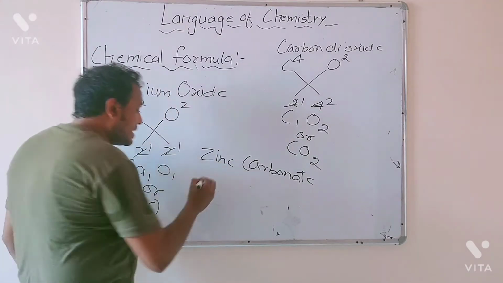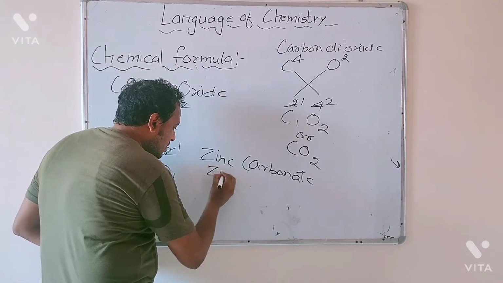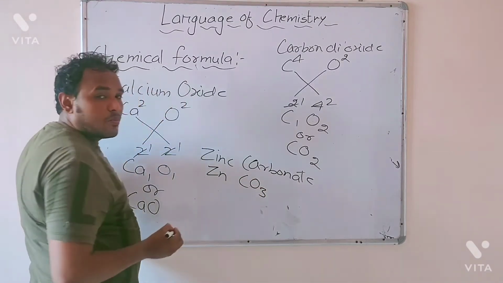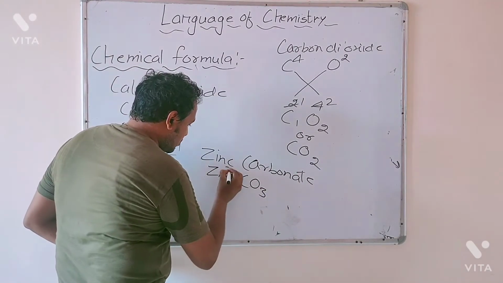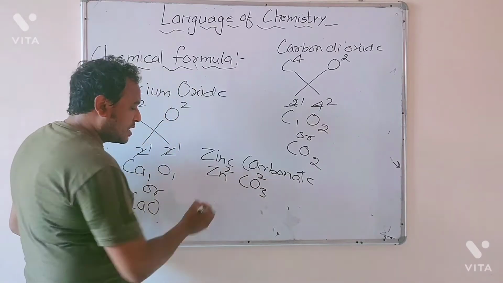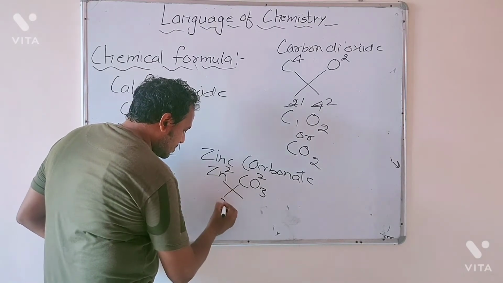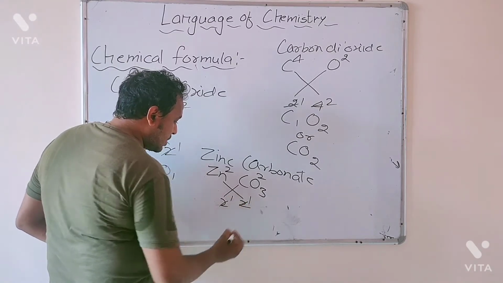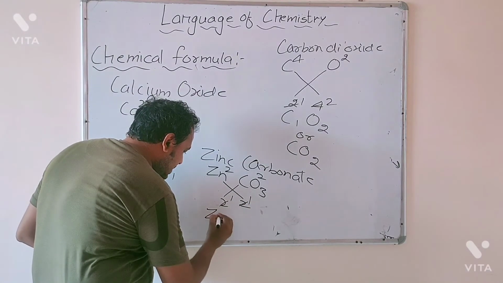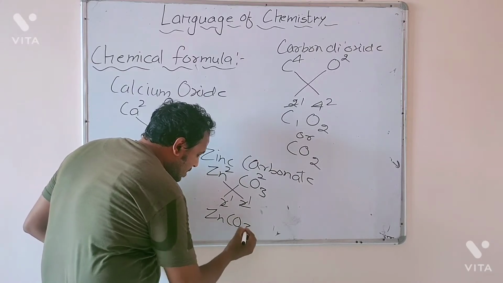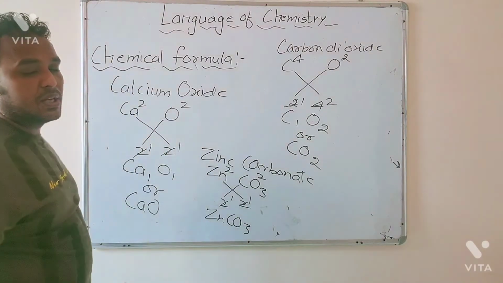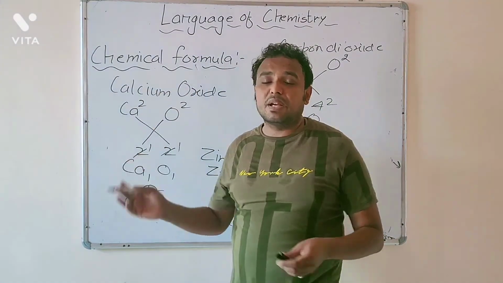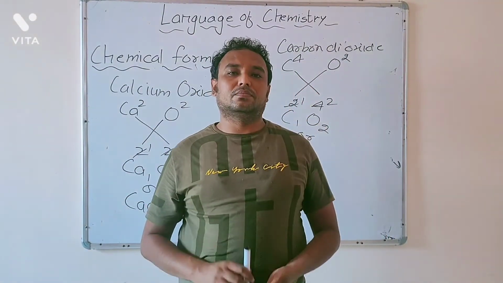So the symbol of zinc is Zn, while carbonate is CO3. Both have valency 2. Now same thing, crisscross their valencies. Common factors cut by 2. 2 ones are 2, 2 ones are 2. So their formula is Zn1 CO1, or ZnCO3. This is the way we can write down any chemical formula.